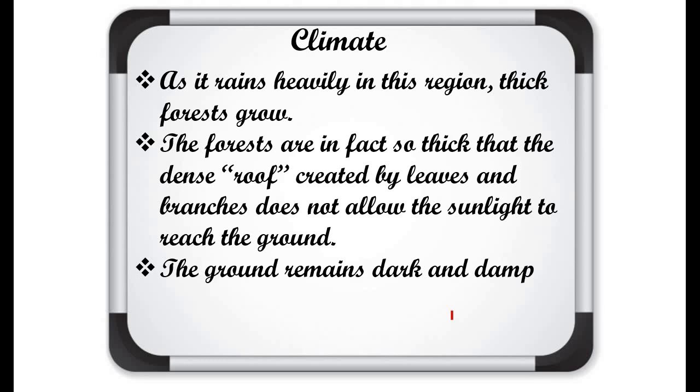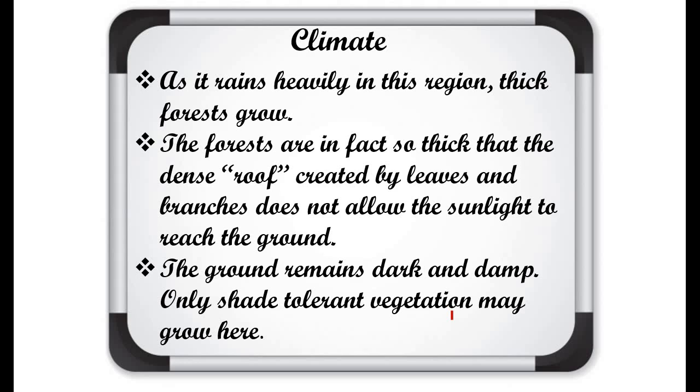So the ground remains dark and damp. Only shade tolerant vegetation may grow here. When these trees do not allow the sunlight to reach the ground, there is always darkness and wetness on the ground of this forest, and the only trees which can grow are those that grow under the shade, which need a very small amount of sunlight. So only this type of vegetation grows in these forests.